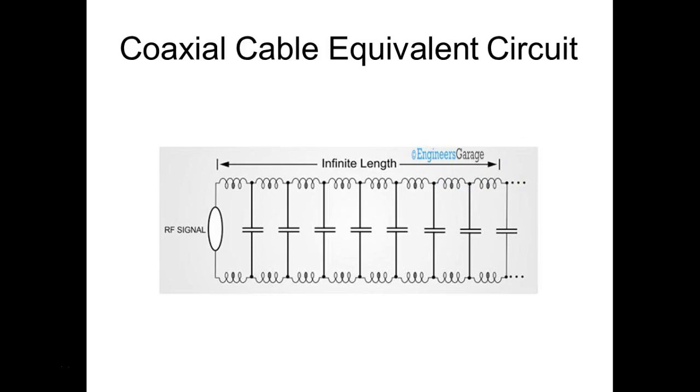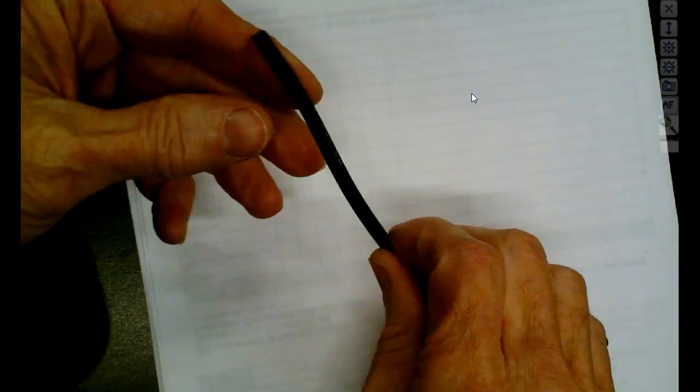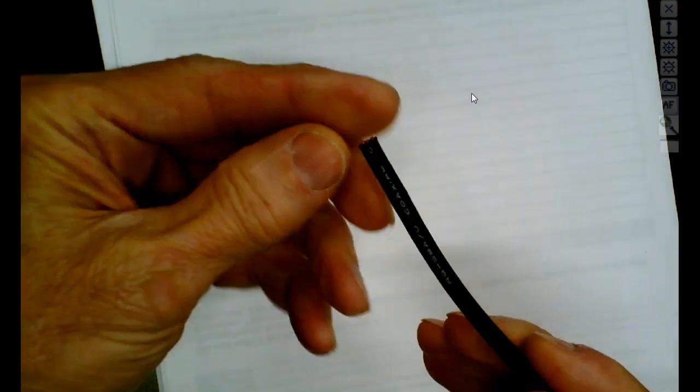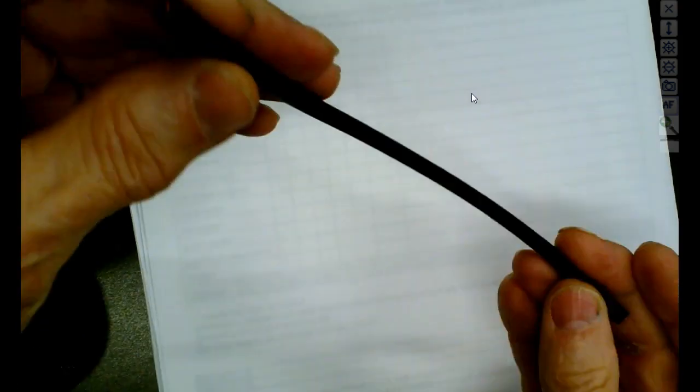And what I have here, of course, is a little piece of coax cable. This is RG58 cable. I don't know if the camera will pick up the actual labeling on the cable. I'll try to get it up here. But this is RG58 cable. So RG58 has a 75 ohm impedance.